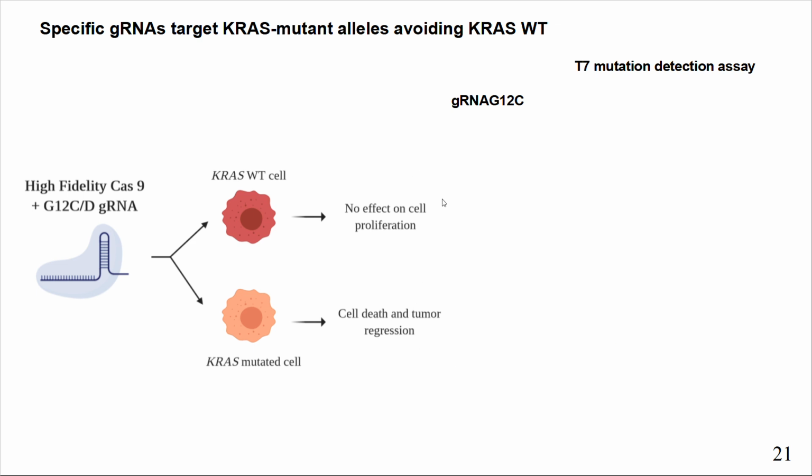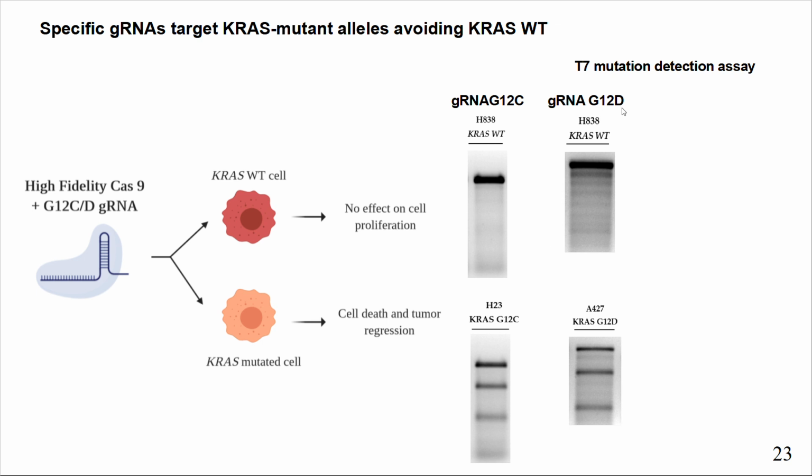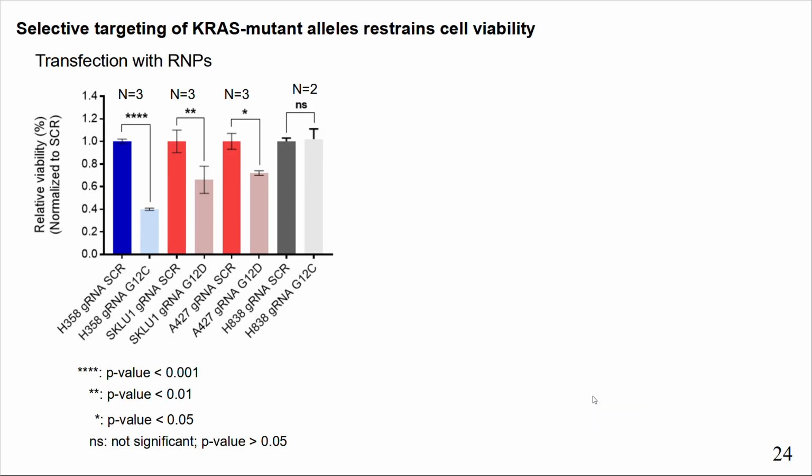Regarding the specificity of the guide RNAs, when we introduce our CRISPR tools into wild-type cells, we don't see any pattern of editing. We evaluate this editing with the T7 endonuclease mutation detection assay, but when we introduce our CRISPR tools into mutated cells, we see the expected pattern of editing. The same happens with the G12D mutation. We don't see any pattern of editing, but we obtain it when introducing the CRISPR components into mutated cells.